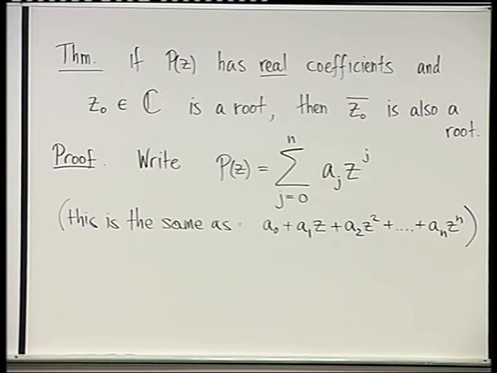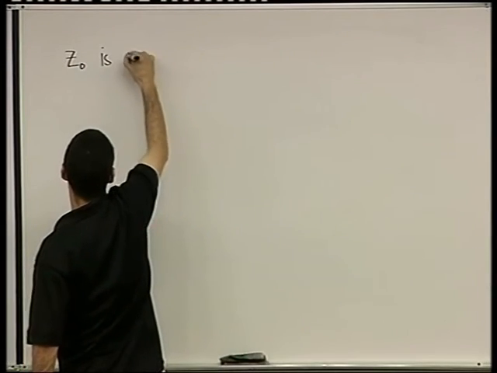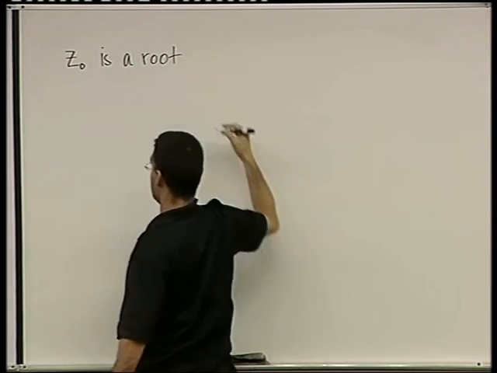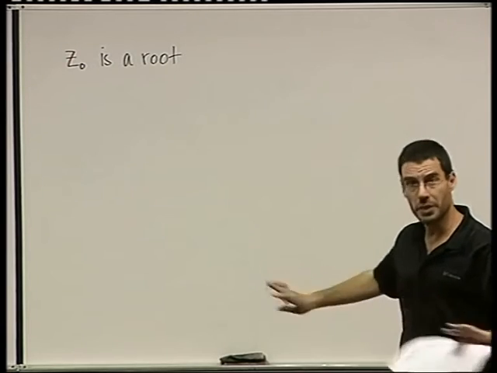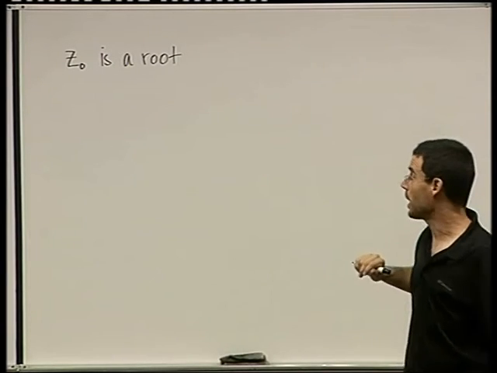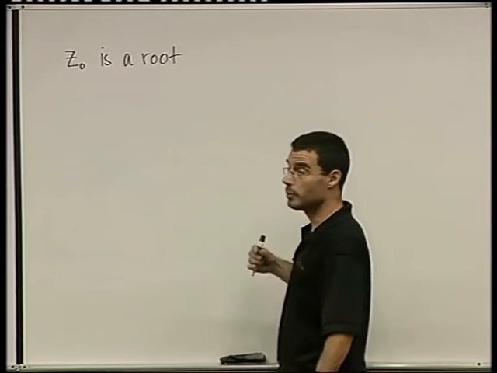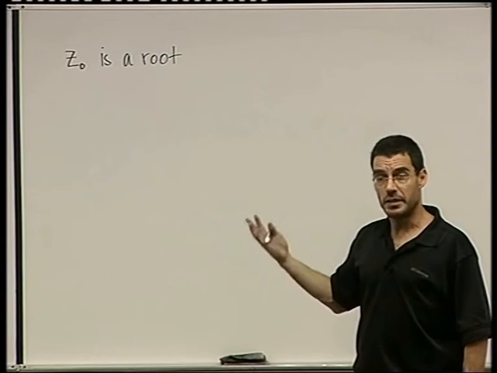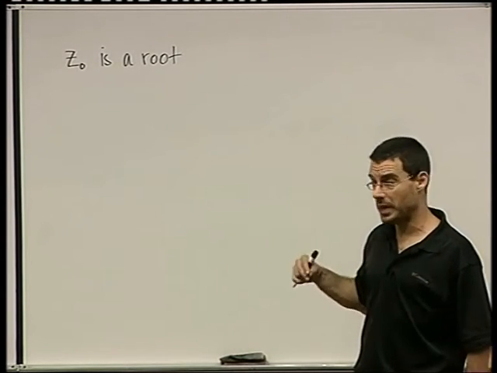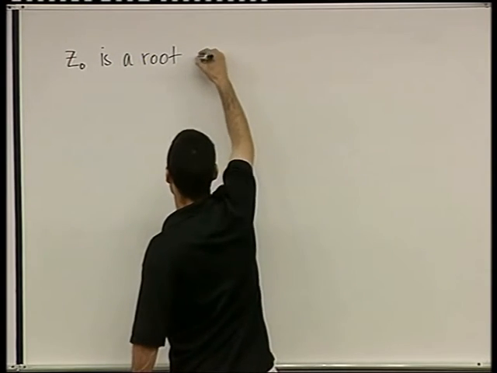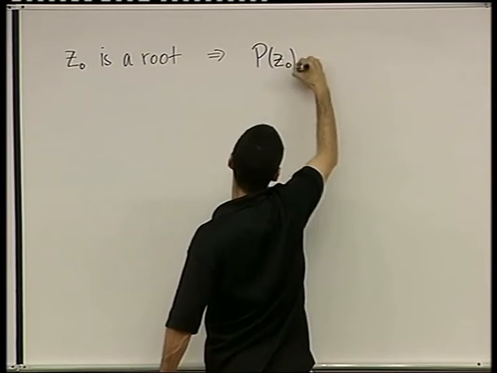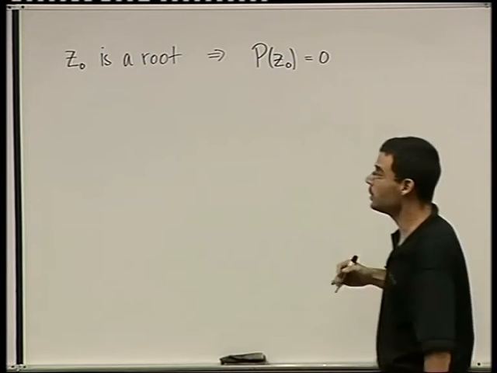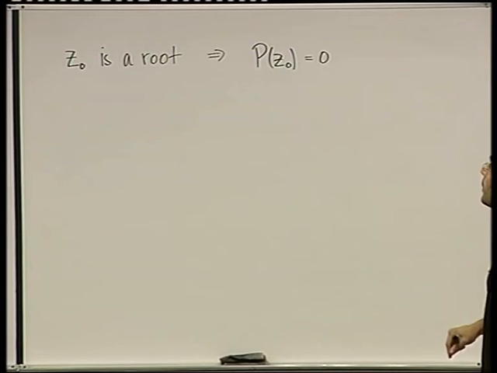Here's the proof. We're assuming that z0 is a root. What does it mean that z0 is a root? This is an abstract proof. We don't know what the polynomial is. We don't know what the root is. Everything is completely abstract. What does it mean that z0 is a root? Right, the definition. So this implies that p of z0 is 0. That's what it means to be a root. When you plug in z0, you get 0.